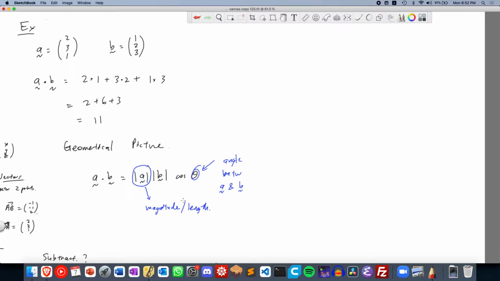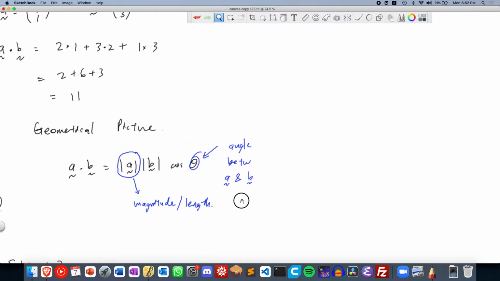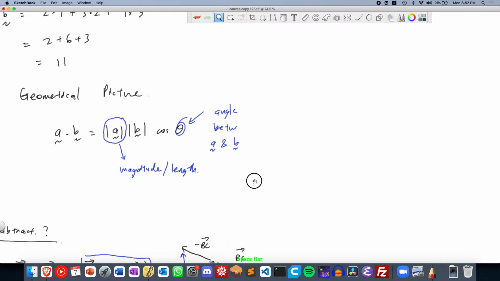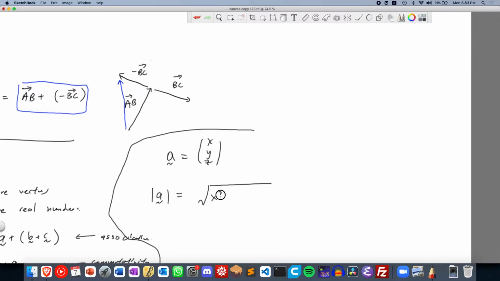I did not talk about magnitude the previous time, but I believe you have probably come across the Pythagoras theorem at some point in secondary school. So let's quickly talk about length, because I forgot to talk about it in the previous video, but it shouldn't be too difficult. If you have a vector A with components x, y, z, the length of A is simply the square root of x squared plus y squared plus z squared. That's how you compute the length of a vector.